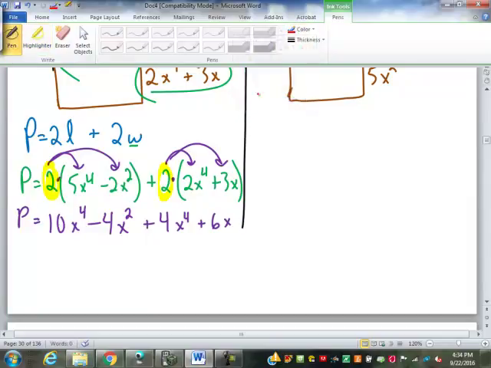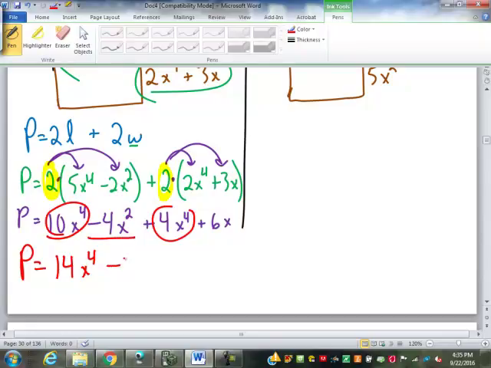Now I'm not done here yet. What can I still combine? 10x to the 4th and 4x to the 4th. 10 and 4 make 14x to the 4th. Why didn't that power change? Because I was adding. When I add or subtract, we keep the same name. So the powers on the variables will never change when we add and subtract.